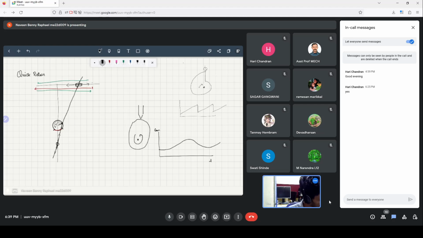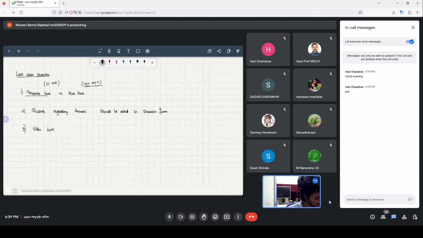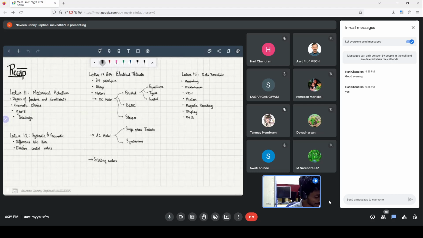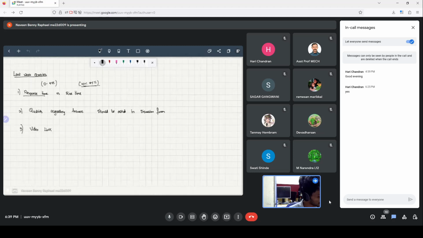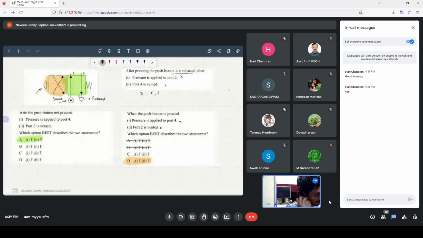Okay, so that kind of concludes the mechanical actuation part. For hydraulic and pneumatic, we studied a couple of questions of this sort. That is, say the push button is pressed and say the push button is not pressed. What are the kinds of things that'll happen?